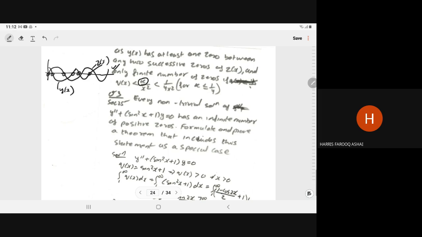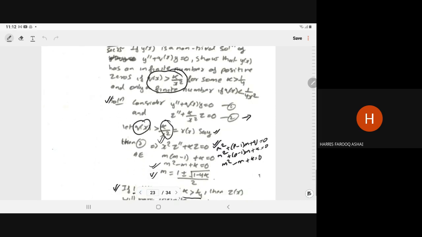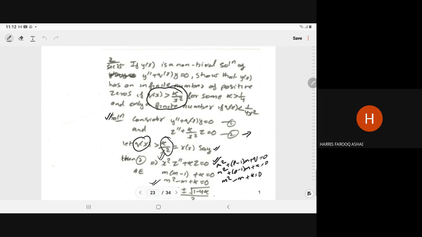And what is the value of k? We have taken that k can be at most 1 by 4. So when q(x) is less than 1 upon 4x square, that is the question. So just see the question. Let y(x) be a non-trivial solution of y double dash plus q(x)y equal to 0, so that y(x) has an infinite number of positive zeros if q(x) is greater than k upon x square for some k greater than 1 by 4, and only a finite number of zeros if q(x) is less than 1 upon 4x square. Clear?